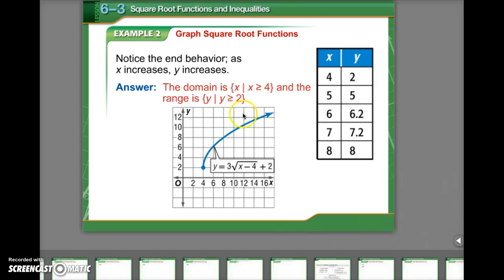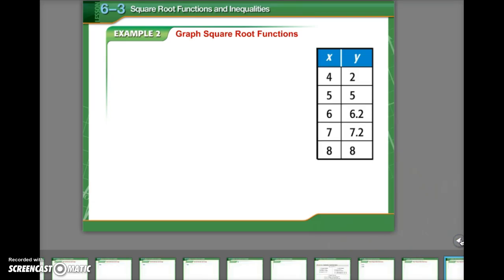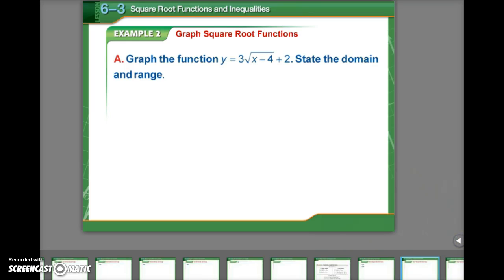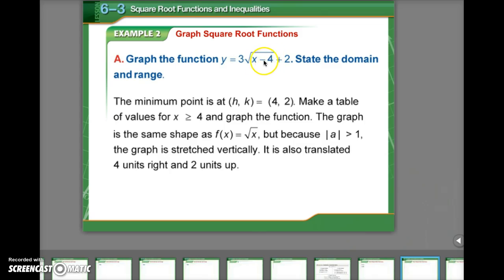Then you want to talk about the domain and the range. Notice how the domain starts at 4 and it's any x value greater than or equal to 4. That's what they said here. And this one starts at 2 and it's any y value greater than or equal to 2. And remember, if we go back and look at the equation in a previous slide, we could have figured out this number right here. Because that's 4, it's x and anything greater than or equal to 4, and because that's 2, the range is anything greater than or equal to 2.